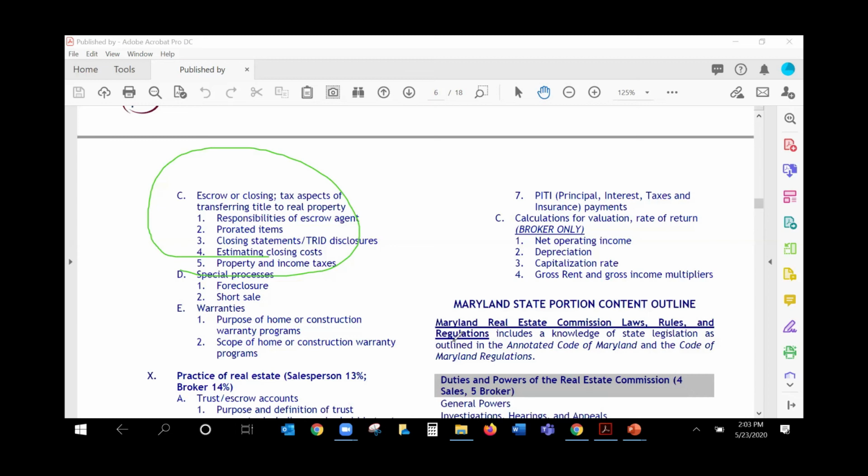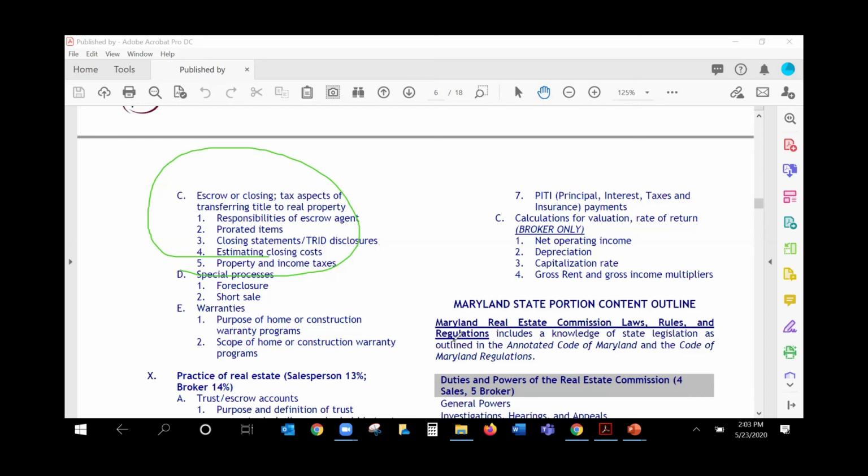Then you see conducting of closing. So there are two types of closing. You have the face-to-face closing, which is shown on page 261. And then you have the closing in escrow, page 262.